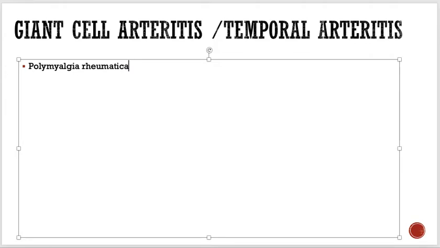Basically, 15% of patients who have polymyalgia rheumatica will develop GCA. As you can see over here, it is polymyalgia. So simply they have multiple muscles, pain and stiffness. They don't have weakness, rather they have stiffness.